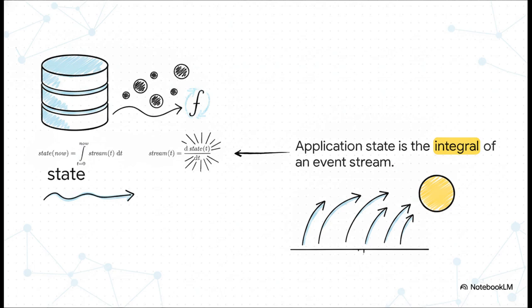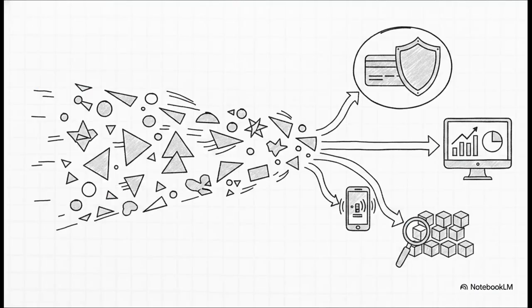This actually brings up a really beautiful mathematical analogy. Your current database state is simply the integral of your event stream over time. And conversely, the stream of events is the derivative of your state. State and streams aren't enemies, they're literally two sides of the same coin. The stream is the absolute truth, and your database is just a cached snapshot view of that truth at one specific moment.